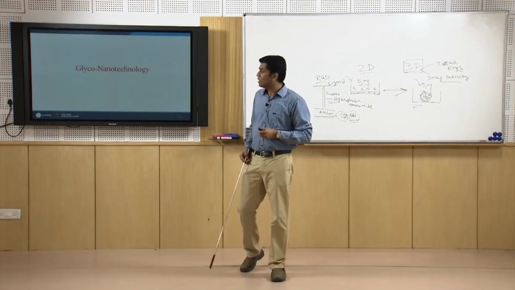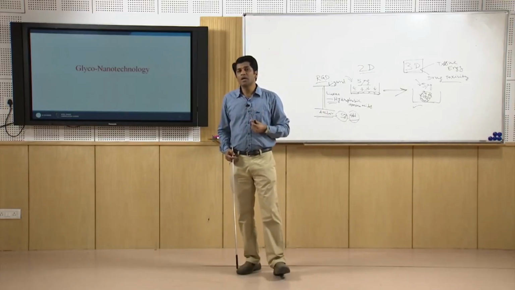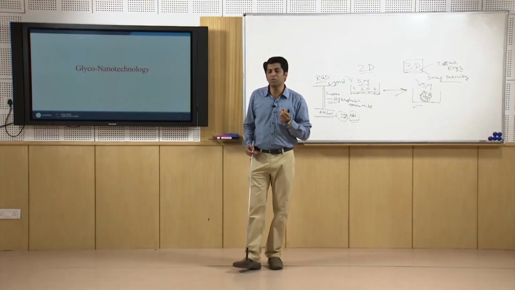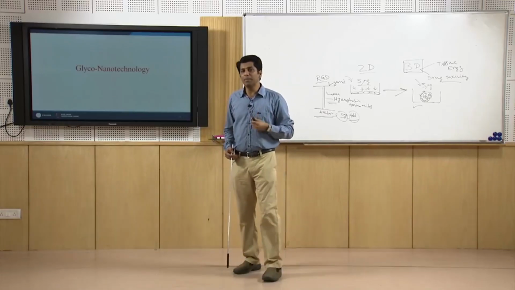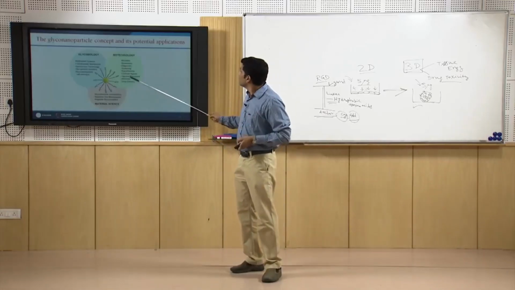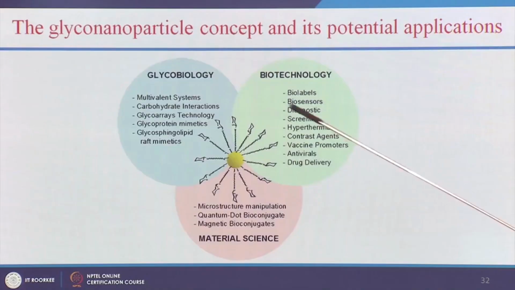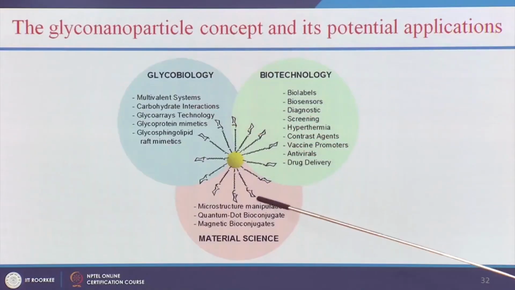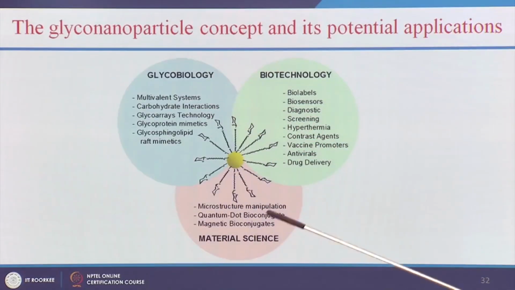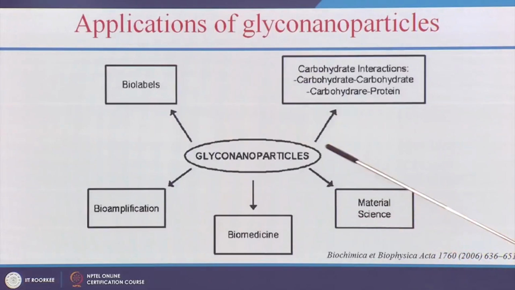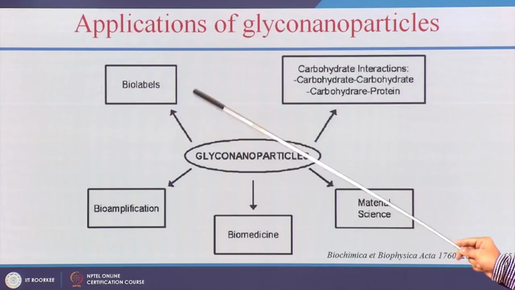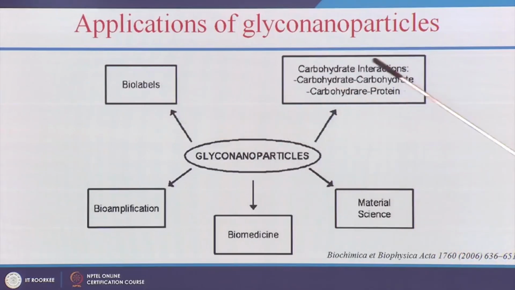So, let us see what is Glyco nanotechnology and how we can use carbohydrate, that is sugar molecule, for various nanomaterial applications. This Glyco nanotechnology is a combination of glycobiology, biotechnology and material science. Here we can use Glyco nanoparticles for various applications. In this lecture we are going to see the biolabeling application, as well as we are going to understand carbohydrate interaction, and also carbohydrate protein interaction.